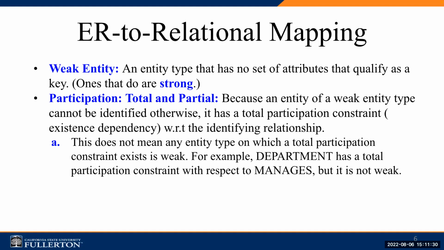Please note that it should not be considered that any entity type on which a total participation constraint exists has to be weak. For example, if we have a department entity and a manager's entity, with a manager taking care of every department, or a manager for each department, then the department has a total participation constraint with the manager's entity. However, it is not weak.